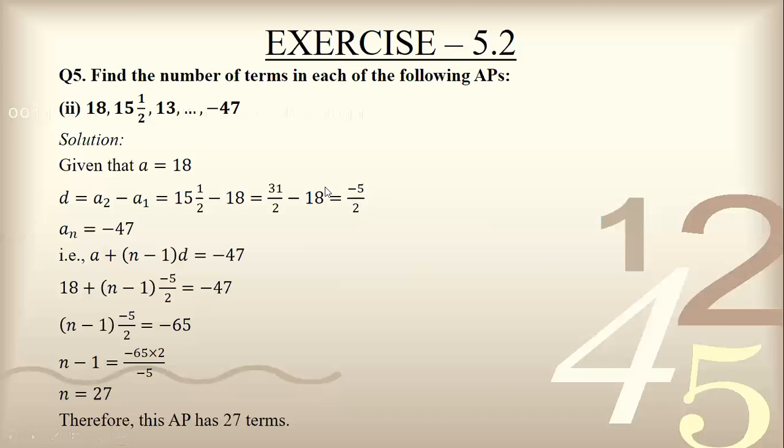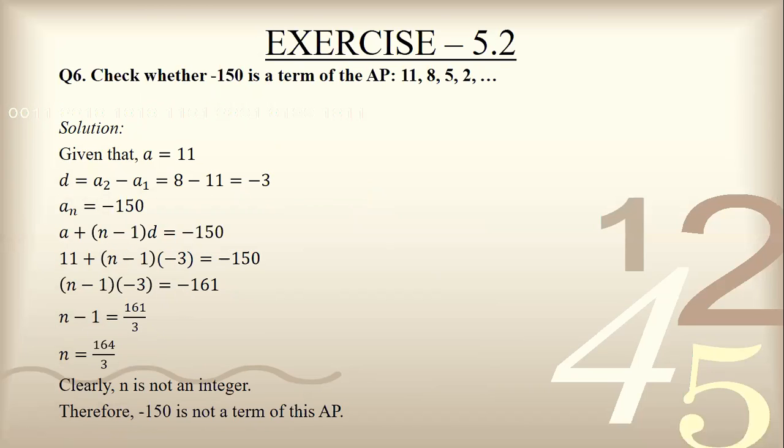An is minus 47. We know the an formula, a plus n minus 1 into d. So let us substitute. A is 18, n minus 1 will remain as such, d is minus 5/2, equal to minus 47. So n minus 1 into minus 5/2 is minus 65. N minus 1 will get it as 26. So n is 27. Therefore, this AP has 27 terms. We are considering minus 47 to be the last, so it has 27 terms.